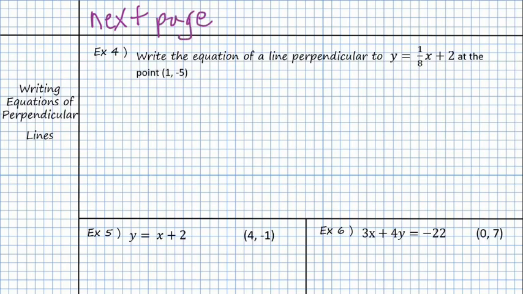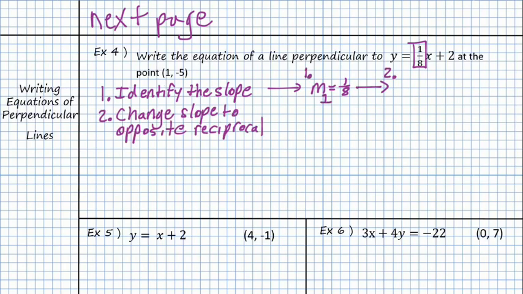And now what we're going to see is that we're going to write the equation of a line perpendicular to y is equal to 1 over 8 plus 2 at the point 1, negative 5. So again, our first step is that we're going to identify the slope. So in this case, our slope is 1 over 8, and then we're going to change the slope to its opposite reciprocal. So if we call our original slope m1 and we call our new slope m2, then we see that our new slope, well, the reciprocal means that I'm going to take the top and put it on the bottom, and take the bottom and put it on the top, and then the opposite part means that I'm going to make it the opposite sign. So my new slope is going to be negative 8 over 1, or we can write this as negative 8.